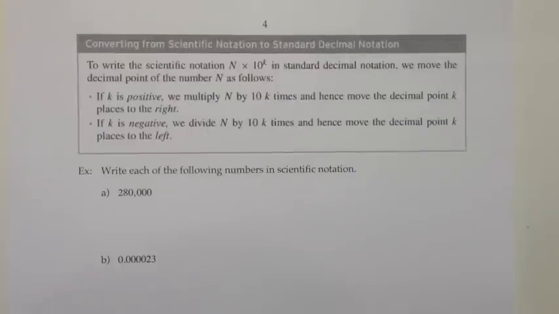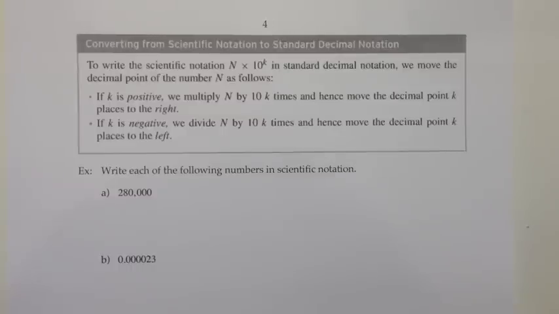All right. So here's a summary of what we just saw in those last two examples. Let me go ahead and read it to you and then give you my take on it as well. If you're converting from scientific notation to standard decimal notation, the book says that to write the scientific notation n times 10 to the k in standard notation, we move the decimal point of the number n as follows. If k is positive, then we're multiplying n by 10 k times, and therefore we move the decimal point k places to the right. And if k is negative, then we divide n by 10 k times, and therefore we move the decimal point k places to the left.